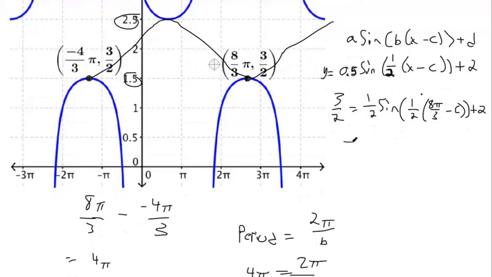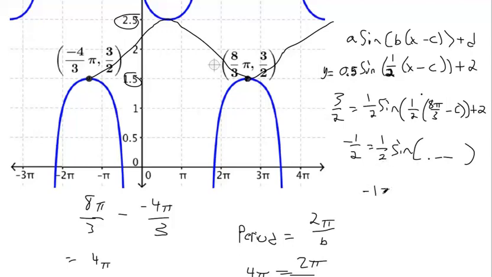So if I want to solve this equation to figure out what c is going to be, I'm going to subtract 2 from both sides. So I get -1/2 equals 1/2 sine, then all that stuff on the inside. Let's try to get sine by itself. So we want to multiply both sides by 2, so we get negative 1 equals sine of 1/2 times 8 pi over 3 minus c.